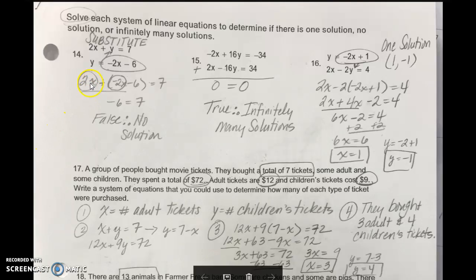Okay, so now we're looking at page 3 of your review, and notice the directions this time do specifically say to solve, and then you want to determine if there's one solution, no solution, or infinitely many. So this time you do absolutely have to have some work to support your answers.